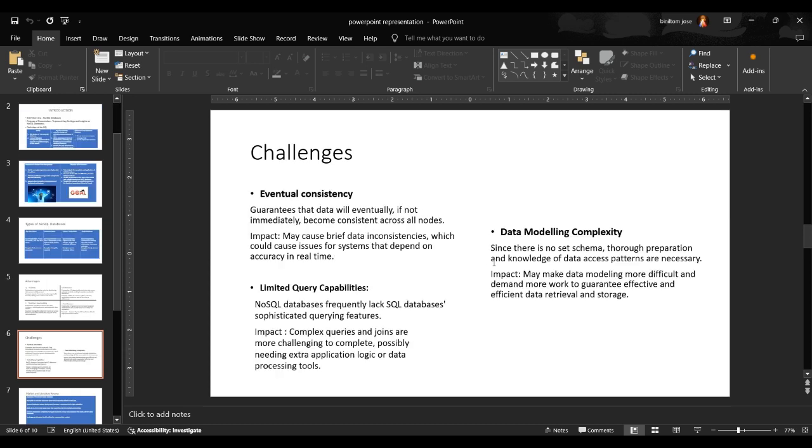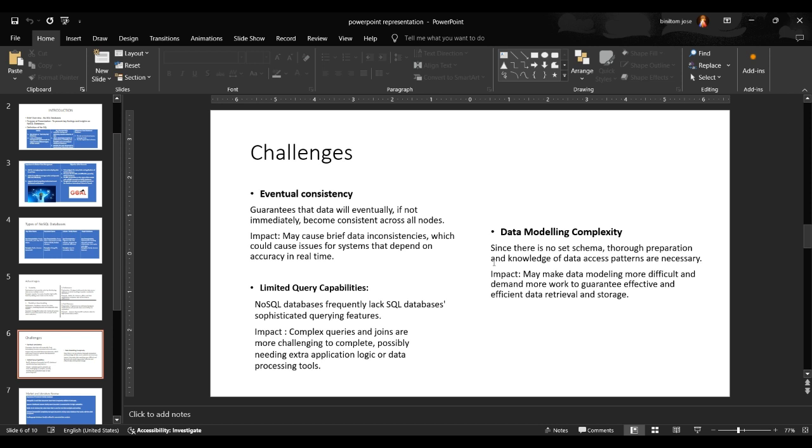The next slide I would like to take you to is the challenges. So the challenge is eventual consistency. We can't guarantee consistency in a NoSQL database because the data will be there eventually, but it will not be there immediately. So it will not be consistent across all nodes.